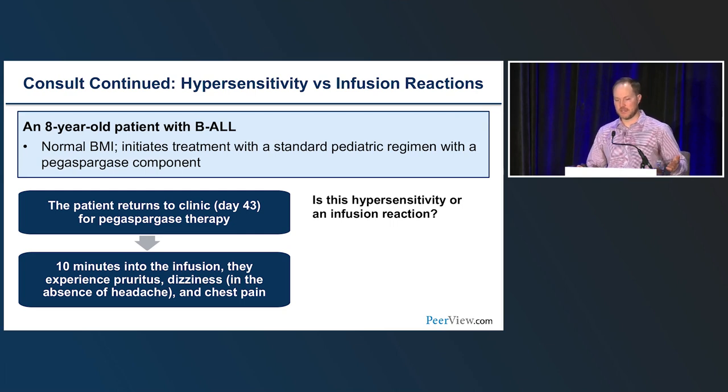So we have this same 8-year-old, who has a normal BMI, starts their PEG component. They come in for their consolidation day 43 therapy. Everyone in the room has experienced this, I assume. 10 minutes into the infusion, they have some itching, dizziness, no headaches, and some chest pain. And so, Rachel, what do you think about this?